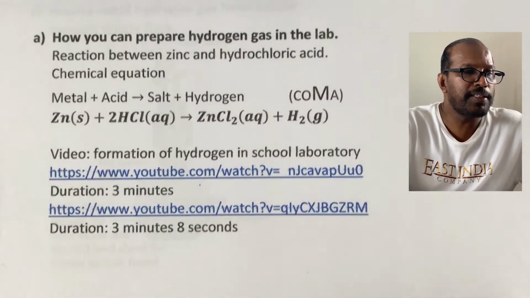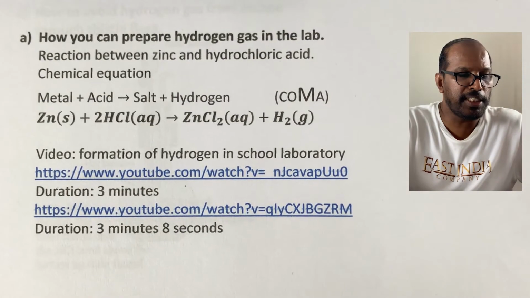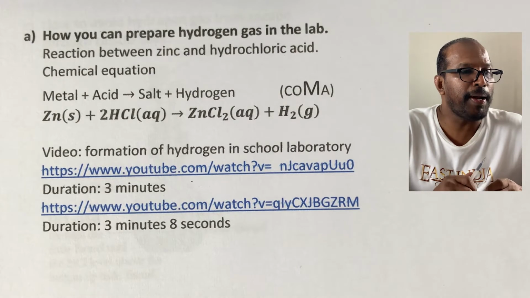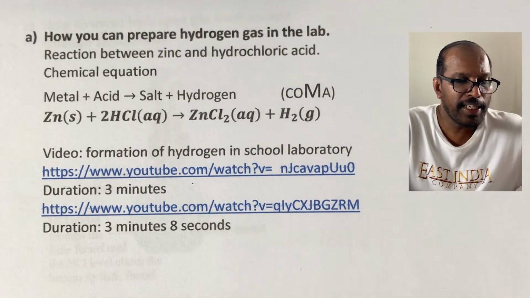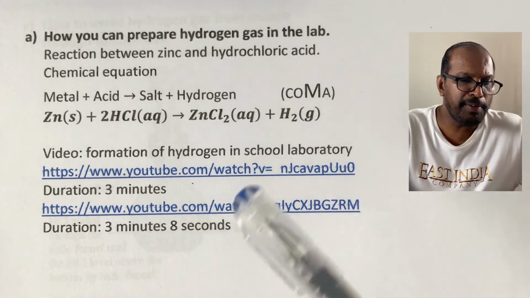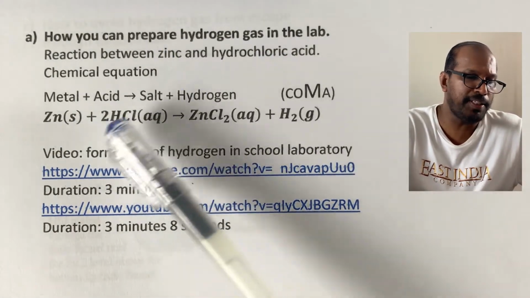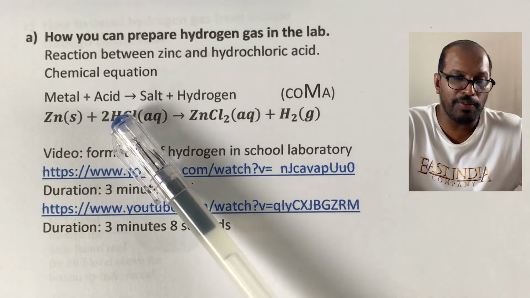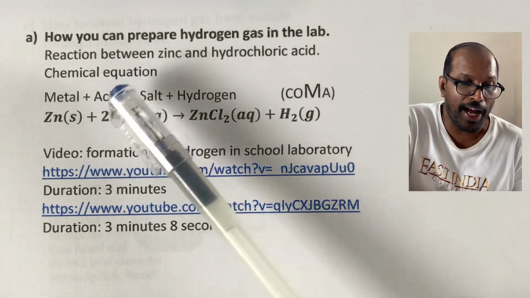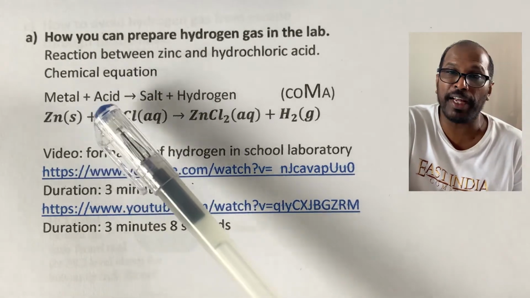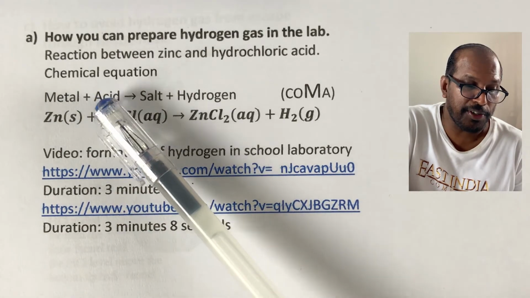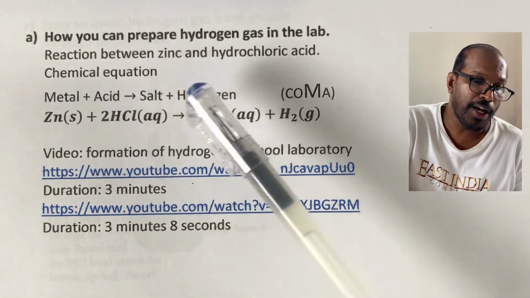Now we are going to do the next part. Our first problem in this section is how you can prepare hydrogen gas in the laboratory. Any reaction between zinc and hydrochloric acid, that means any metal reacting with acid, forms salt and hydrogen. The metal should be more reactive than hydrogen in order to react with the acid. Therefore it can form hydrogen gas.